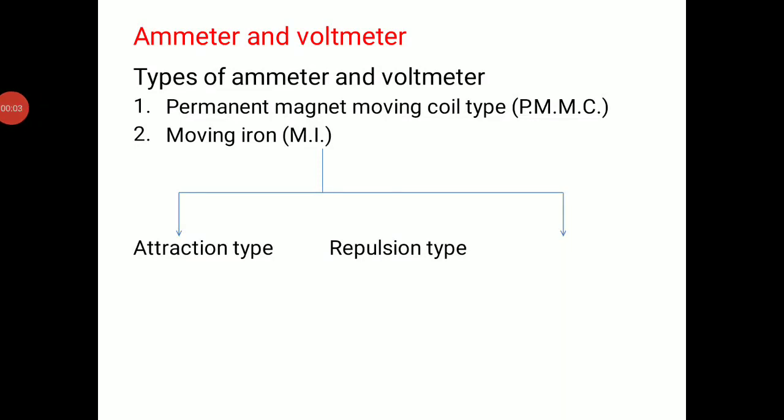Good morning, students. Today let us see about PMMC and MI instruments. Generally these types of devices are used. They may be used as ammeters as well as voltmeters. So, the types of ammeters and voltmeters.